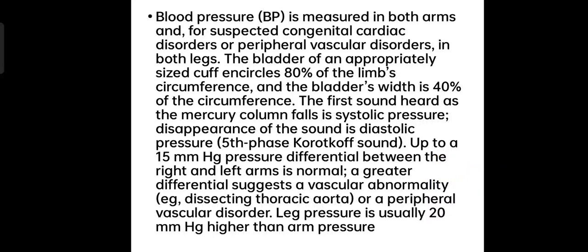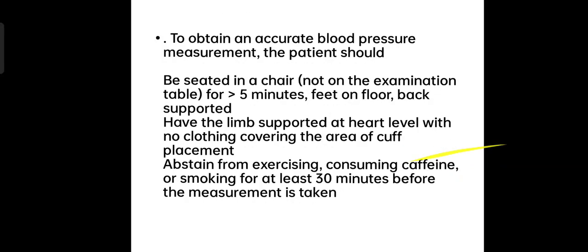A greater difference suggests a vascular abnormality like dissecting thoracic aorta or a peripheral vascular disorder. Leg pressure is usually 20 mmHg higher than the arm pressure. To obtain an accurate blood pressure, the patient should be seated in a chair for at least 5 minutes, feet on floor, back supported. Have the limb supported at heart level with no clothing covering the area of cuff placement. Abstain from exercising, consuming caffeine, or smoking for at least 30 minutes before the measurement is taken.